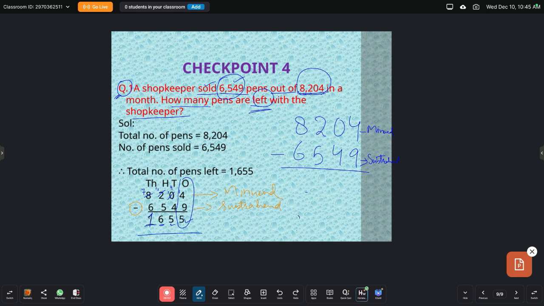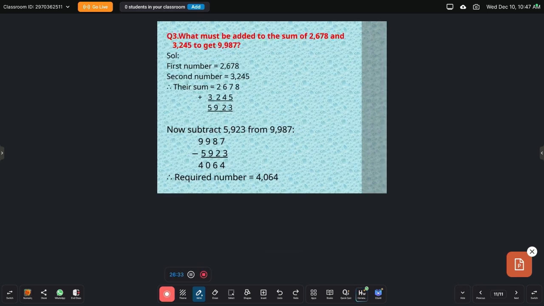Okay. So now we got the number of pens that are left with the shopkeeper. So how many pens are left with the shopkeeper? It is 1655, and it is called the difference also. So these pens are left with the shopkeeper. Now question number 2 you will do yourselves. You have to apply the same method there.